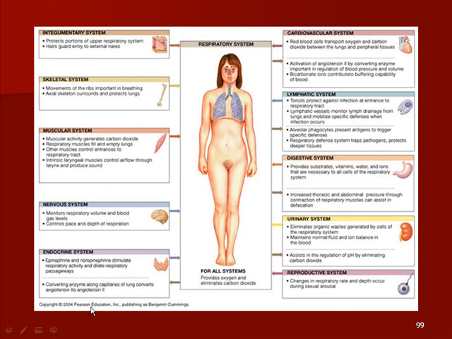This concludes the lecture on the respiratory system. The next series of lectures will involve the circulatory system and the lymphatic system.